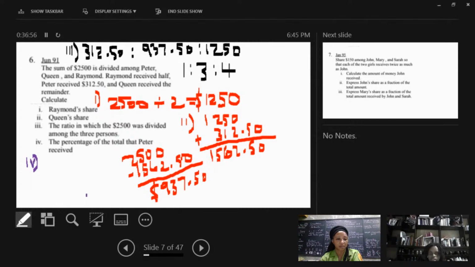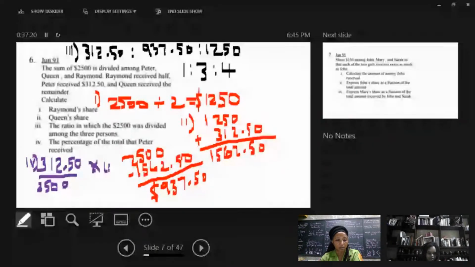So Peter's amount is 312.50. So we put that over the total, which is 2,500, and we'll multiply that by 100. And that gives what? 312.5 times 100 means 12.5%. Okay.